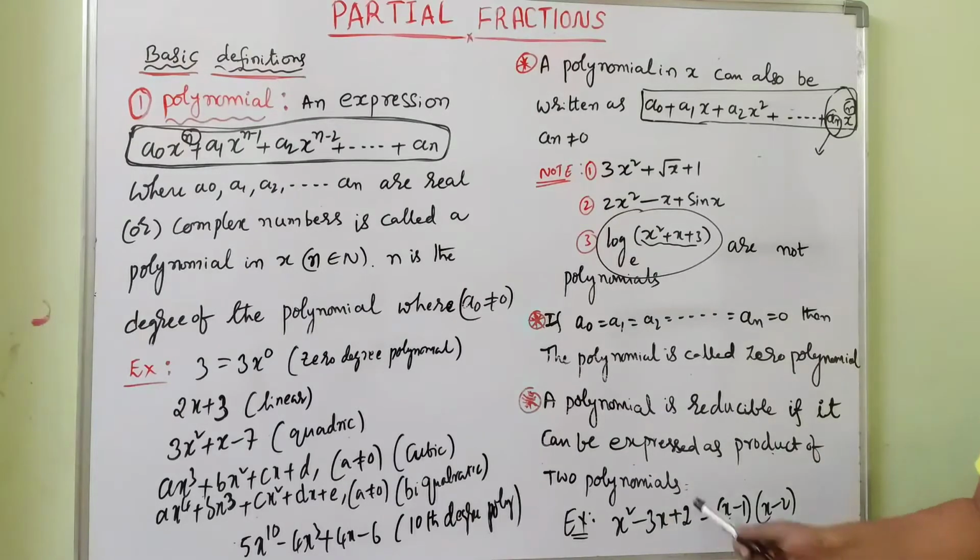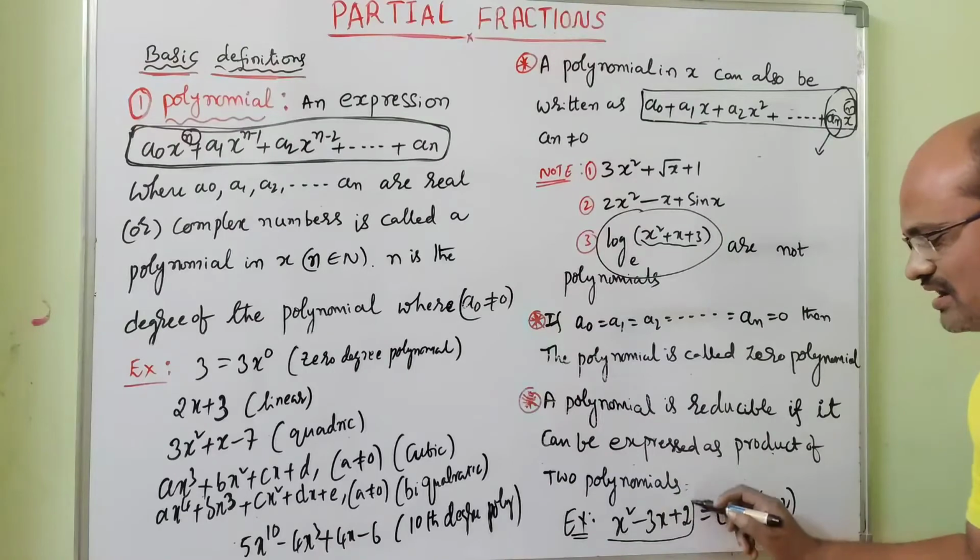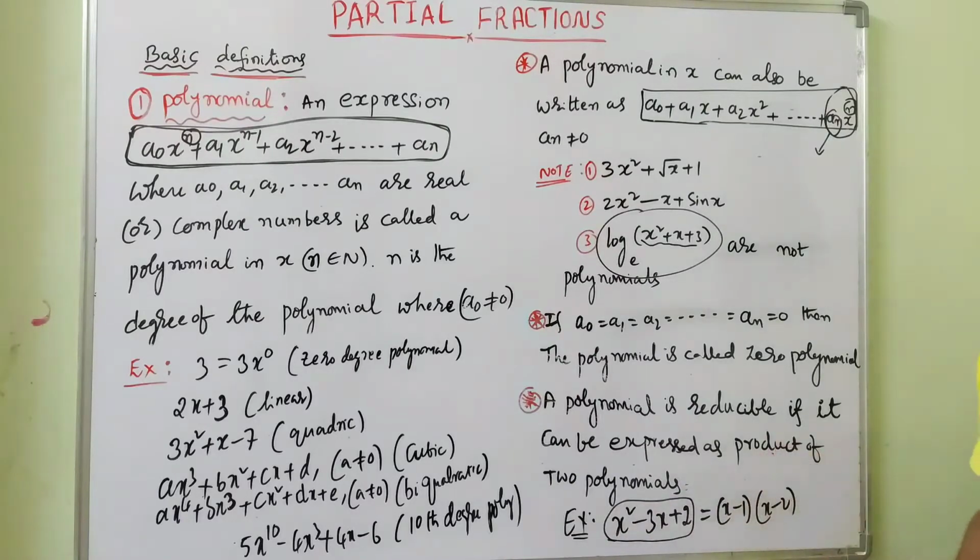Please observe this example. This is a polynomial of degree 2. This is a polynomial of degree 1. This is a polynomial of degree 1. So what happened here? A polynomial is expressed as a product of two polynomials. That means this polynomial is a reducible polynomial.